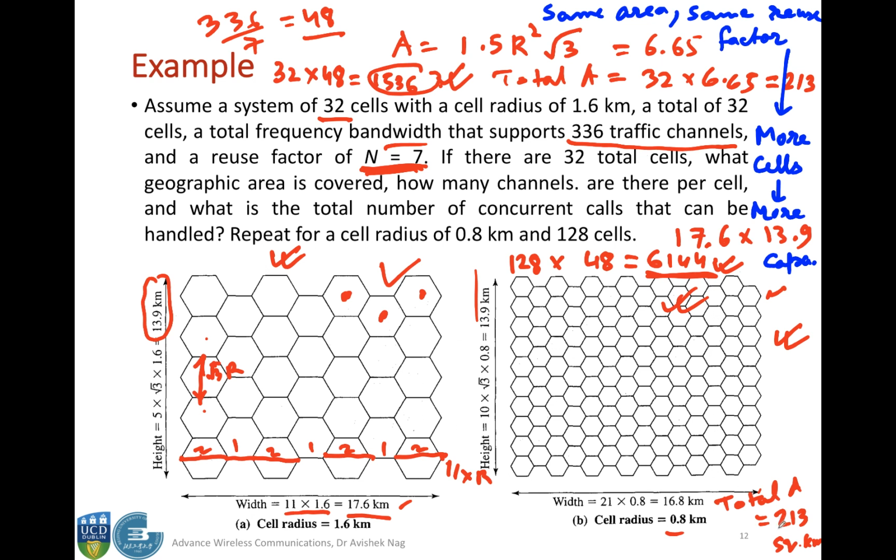So you have the same total area, 213 square kilometer, you have the same reuse factor, but you are dividing the area either into 32 cells with larger areas or 128 cells with smaller areas, and then the 128 cells with smaller area is giving you an advantage in terms of the total capacity. Okay, so we will do more of this type of cellular network planning examples later in some tutorial, but let's now for the time being move on with the other concepts here.